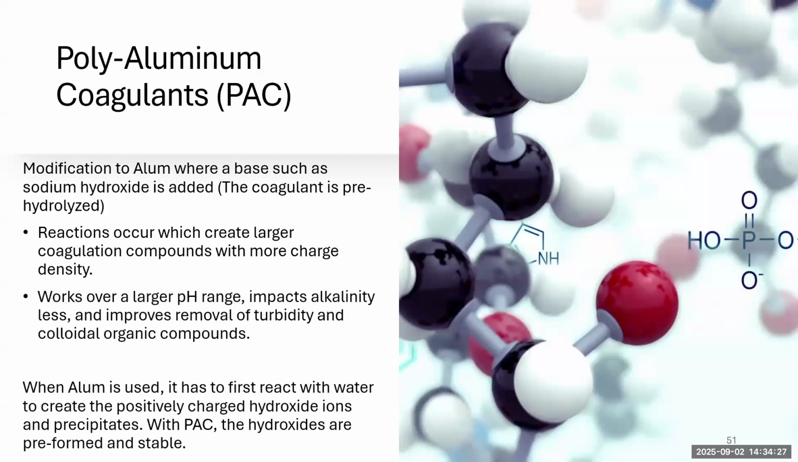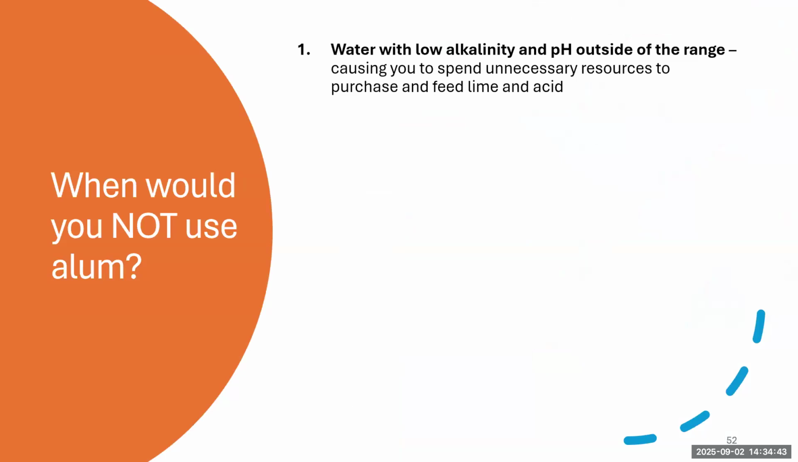If we were just adding alum, it has to first react with the alkalinity in the water to create the hydroxides. This already has the hydroxides preformed, but it's another treatment step possibly before you actually dose. So these are the kinds of things that you could think through.